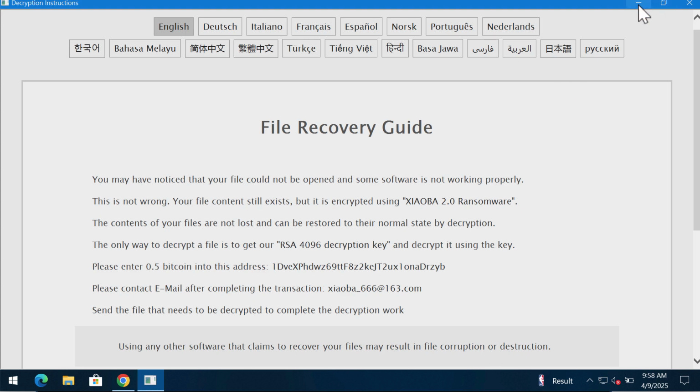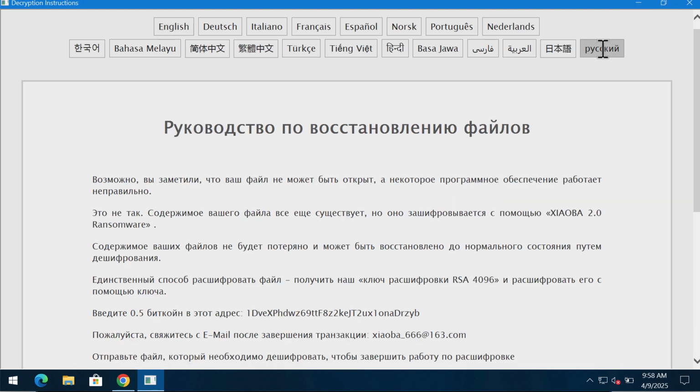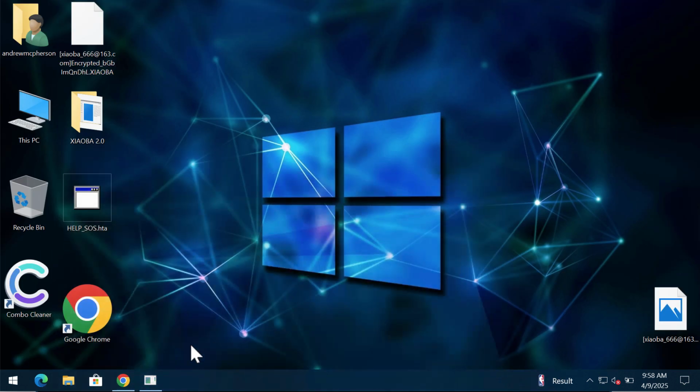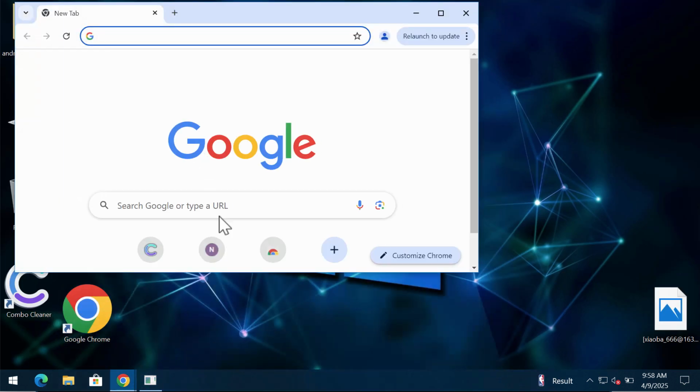The ransomware tells the victims to pay a special ransom, but paying the ransom is not a good idea. Don't waste your money and don't pay the ransom.